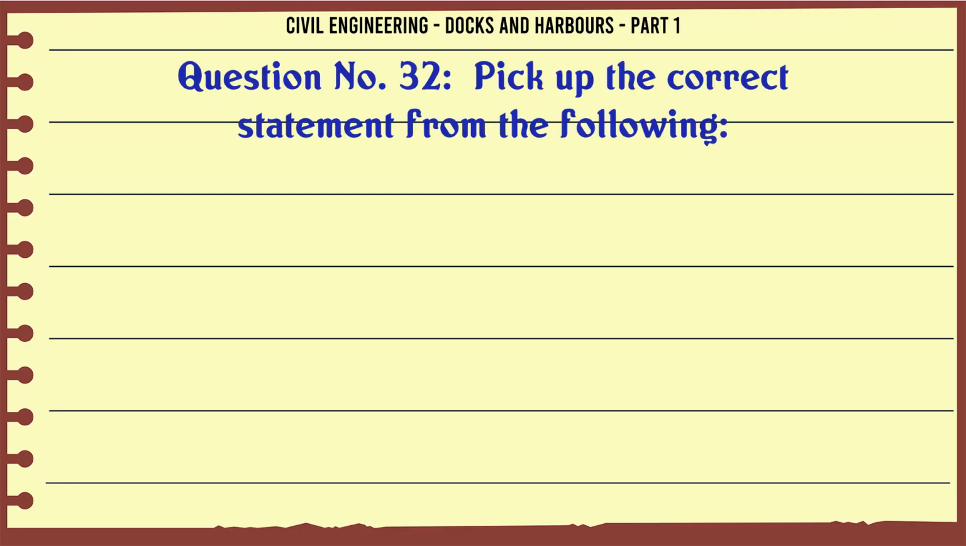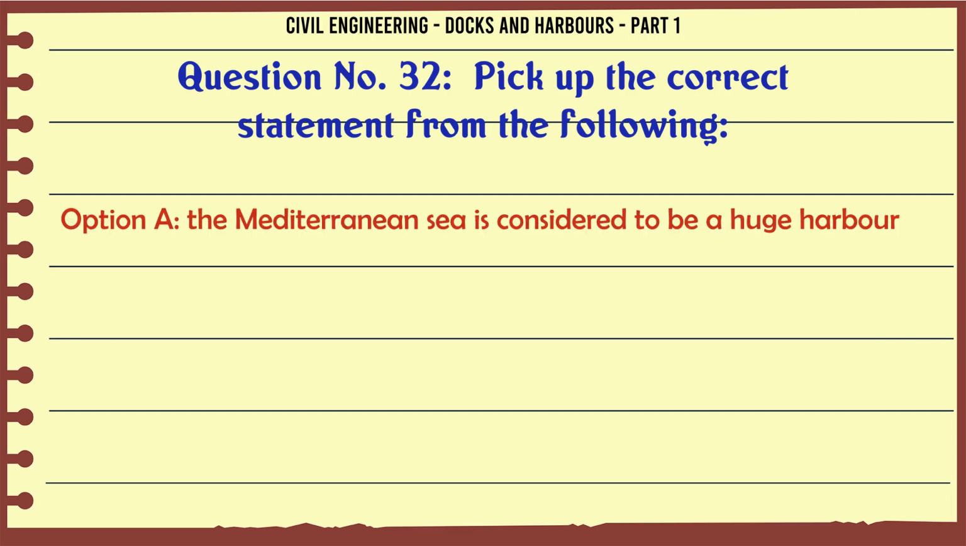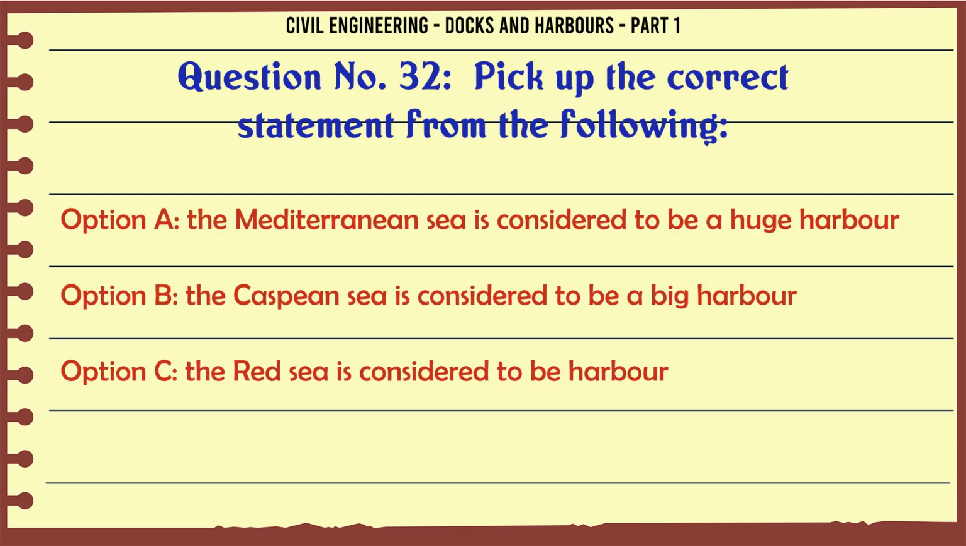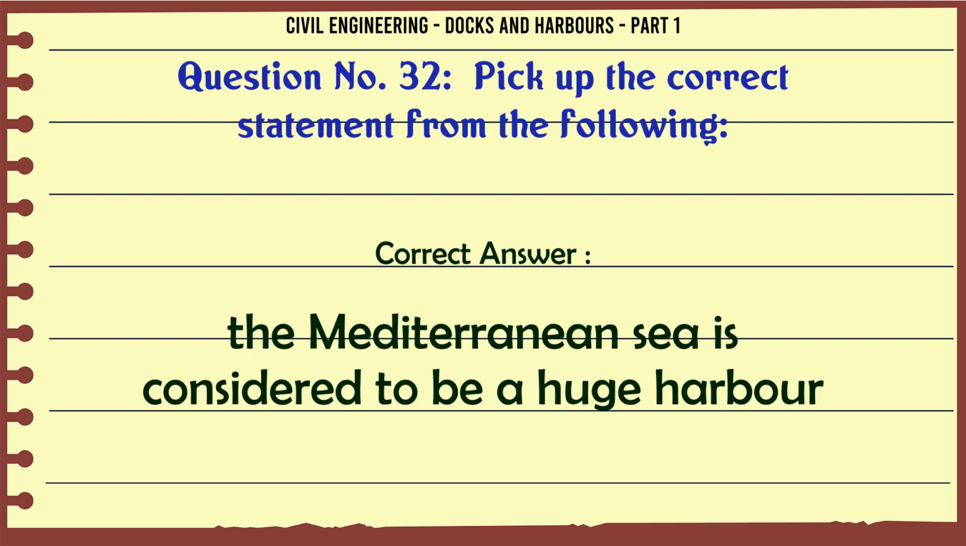Pick up the correct statement from the following. A. The Mediterranean Sea is considered to be a huge harbor. B. The Caspian Sea is considered to be a big harbor. C. The Red Sea is considered to be a harbor. D. None of the above. The correct answer is the Mediterranean Sea is considered to be a huge harbor.